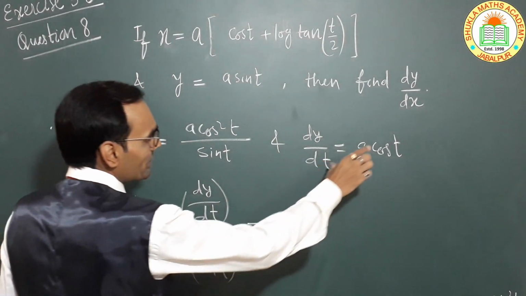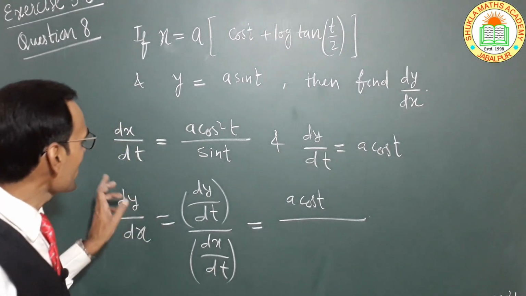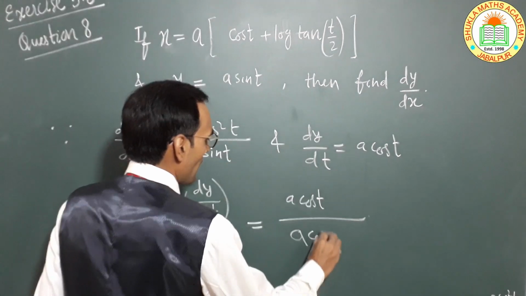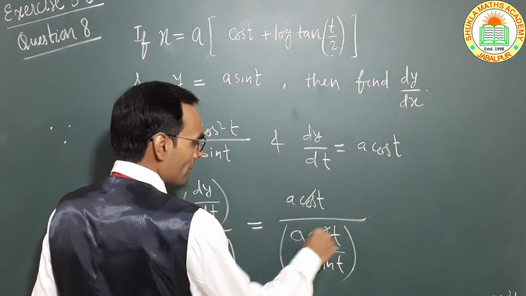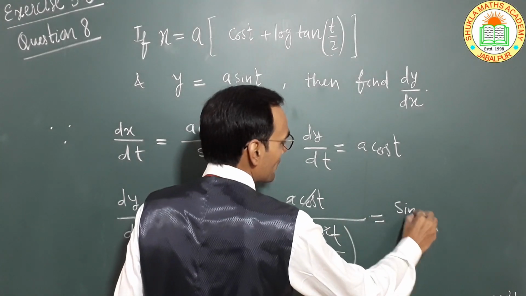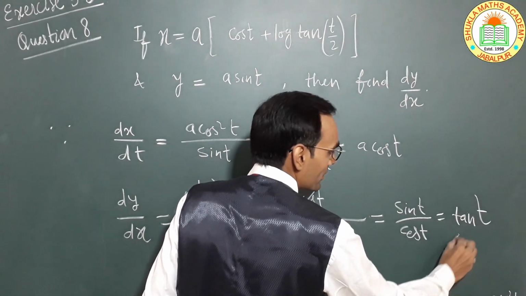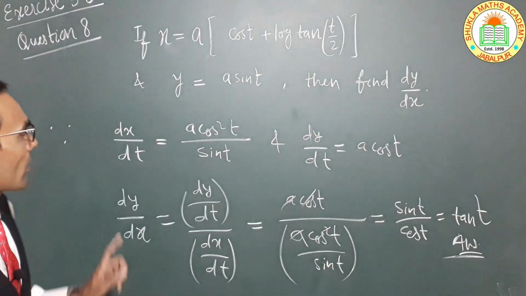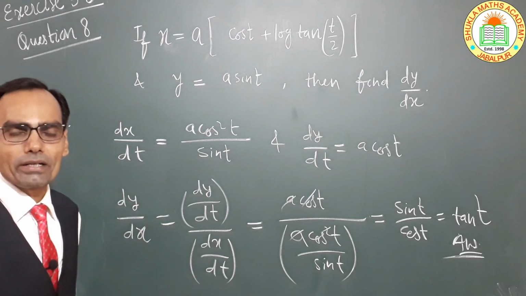Our dy by dt is a cos t, divided by dx by dt, and our dx by dt is a cos square t divided by sin t. So cos t will be cancelled, a will be cancelled, and it becomes sin t divided by cos t. So it is tan t. So tan t is our answer. This is the required derivative of the given function, and that is the main application of the differentiation of parametric equations.